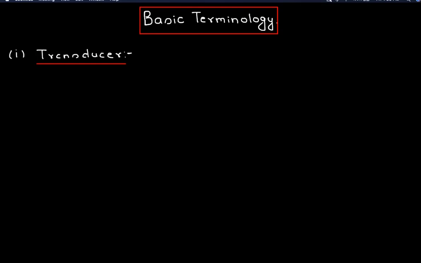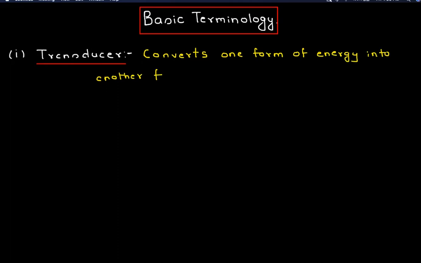So a transducer is a device that converts, write down, it converts. It's a good chapter for general knowledge also. Okay, so you will learn many new things. So transducer converts one form of energy into another form of energy. This is the general transducer. Okay. Then over here, I'm interested in electrical transducer.